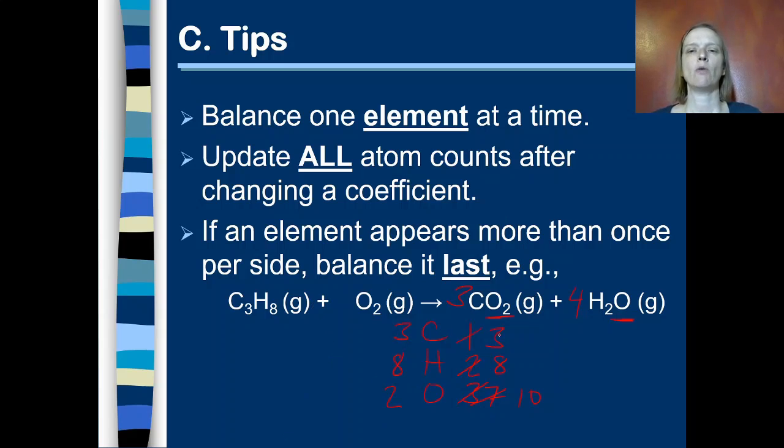Now, the only thing that's left unbalanced is oxygen. I'm too low on this side, so I need more. What times 2 equals 10? 5 times 2 equals 10. And so this is now a correctly balanced equation.